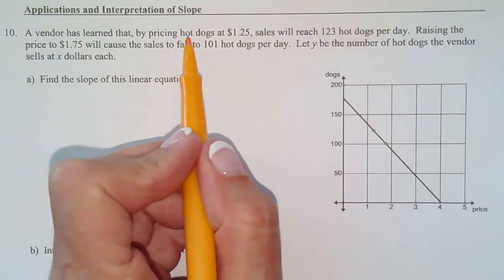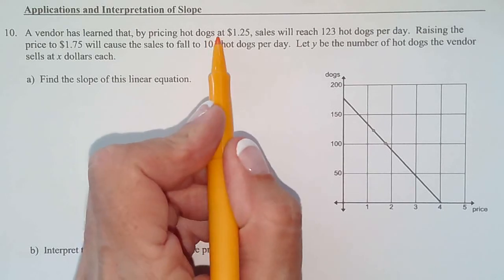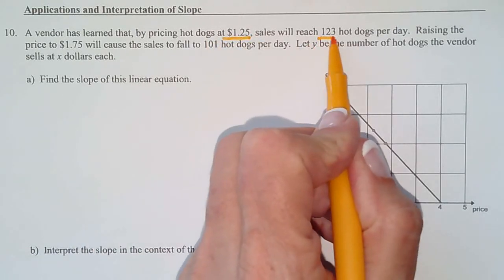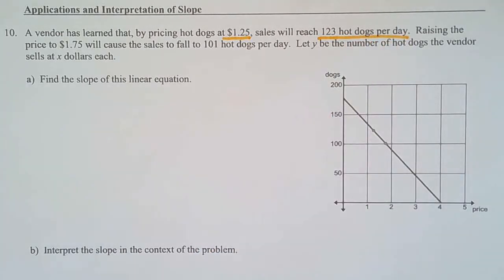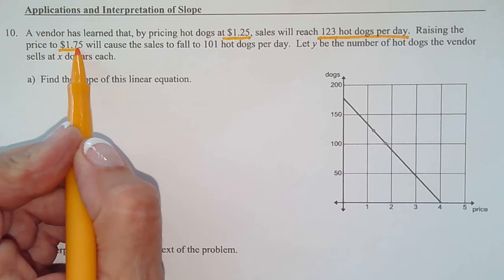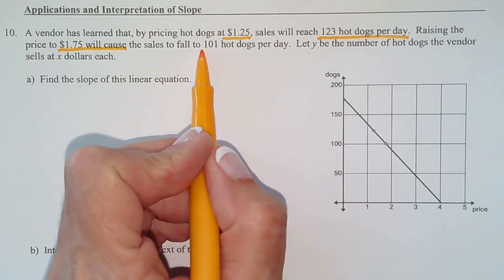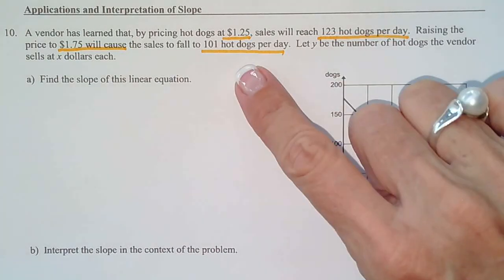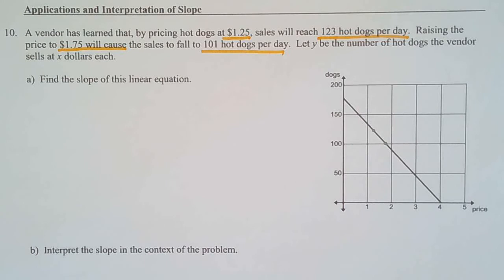So there's a vendor, and he found that when he priced the hot dogs at $1.25, he would sell 123 hot dogs per day. When he priced the hot dogs at $1.75, then he would only sell 101 hot dogs per day. So the first thing I notice is, as the price goes up, the number of hot dogs sold goes down.